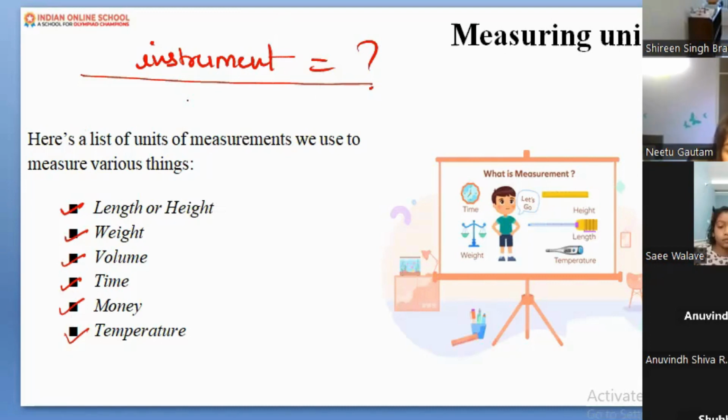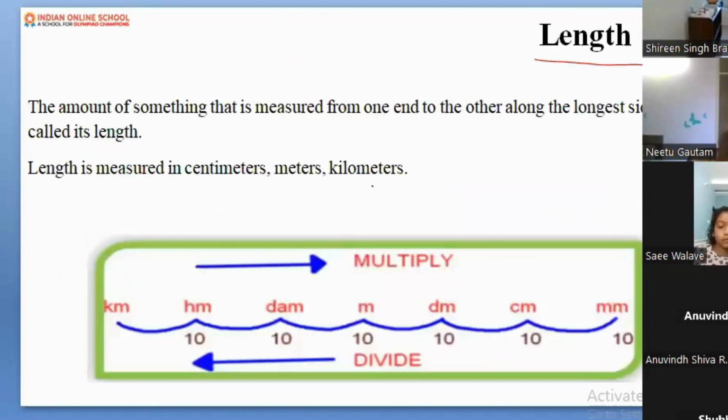So that's why those things like hand span, foot span, and cue weight are known as non-standard units. And apart from that, we have some standardized units, on which we can rely.